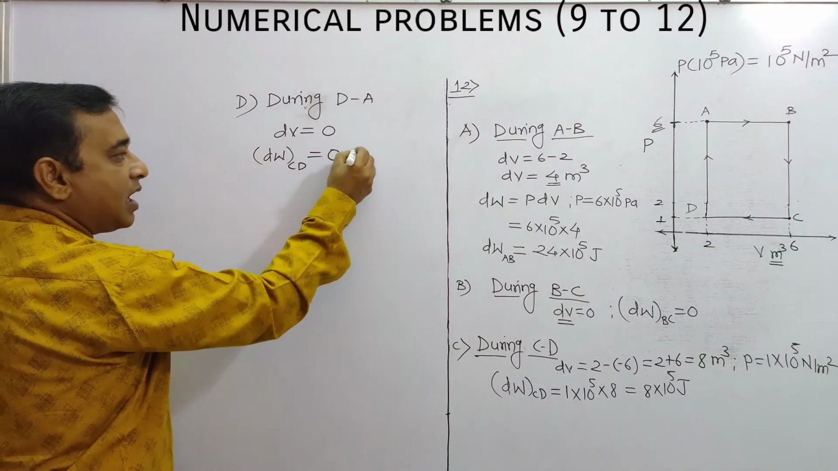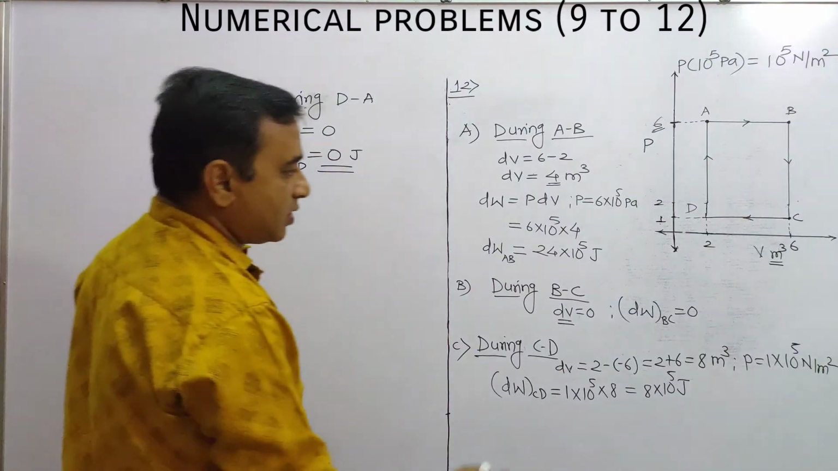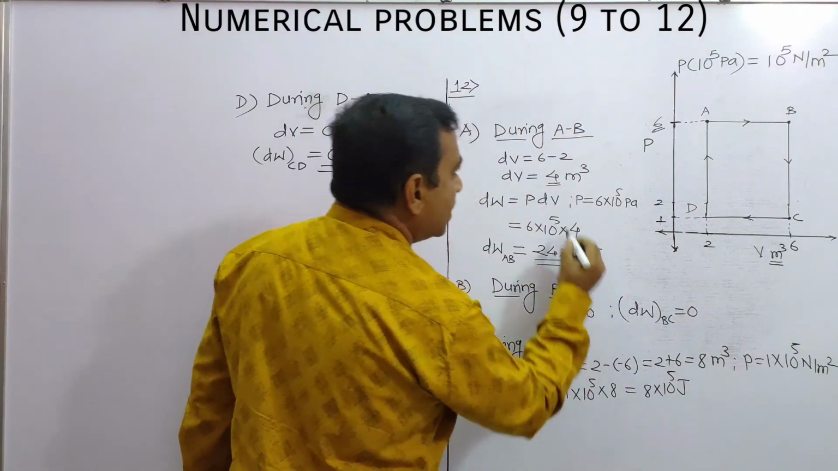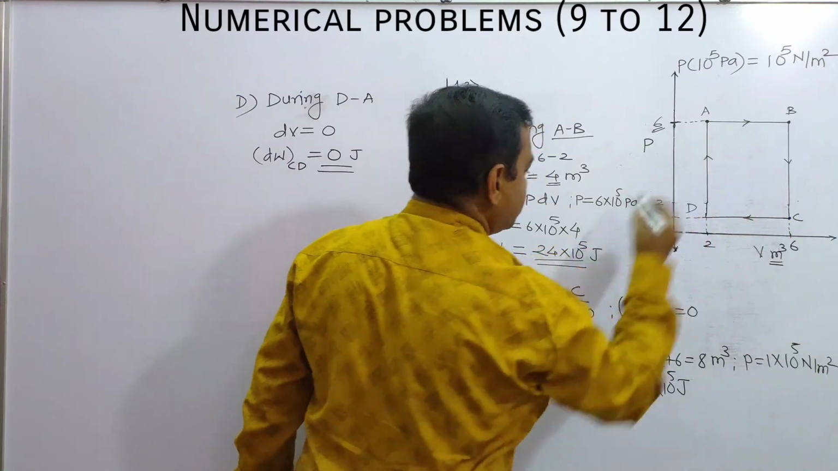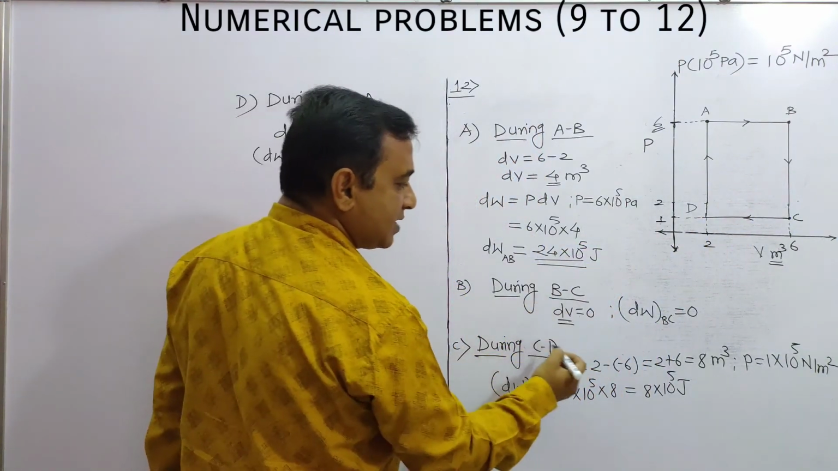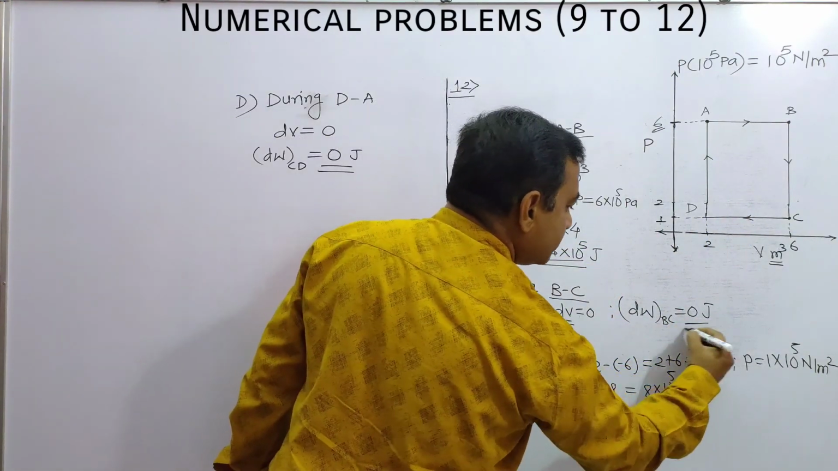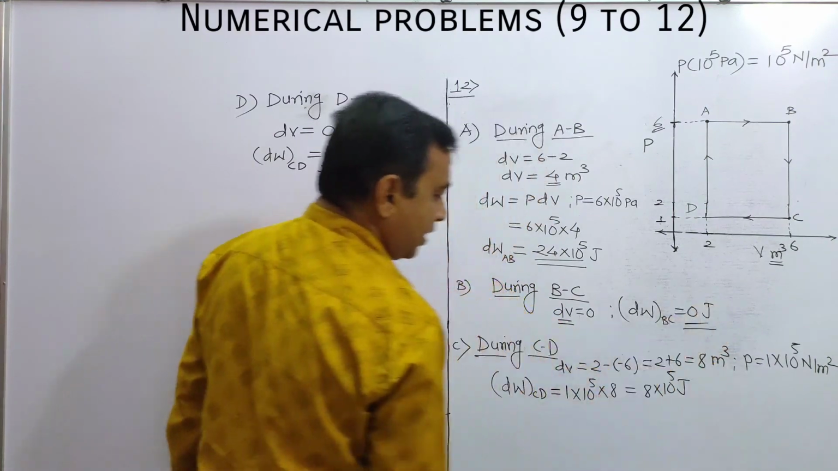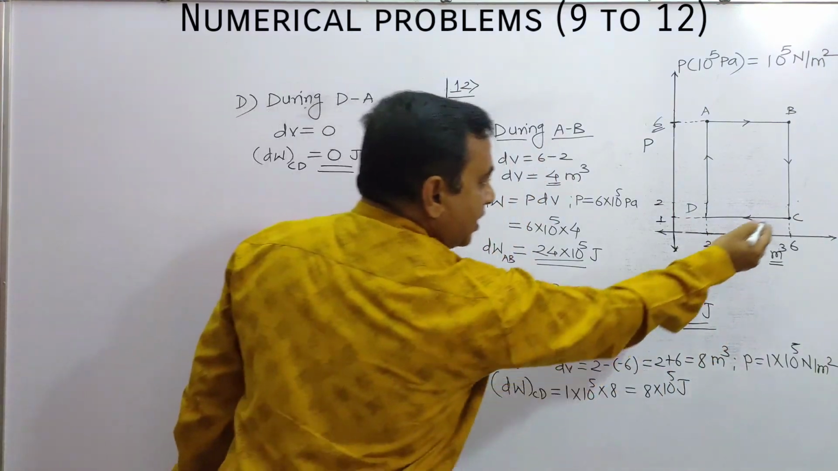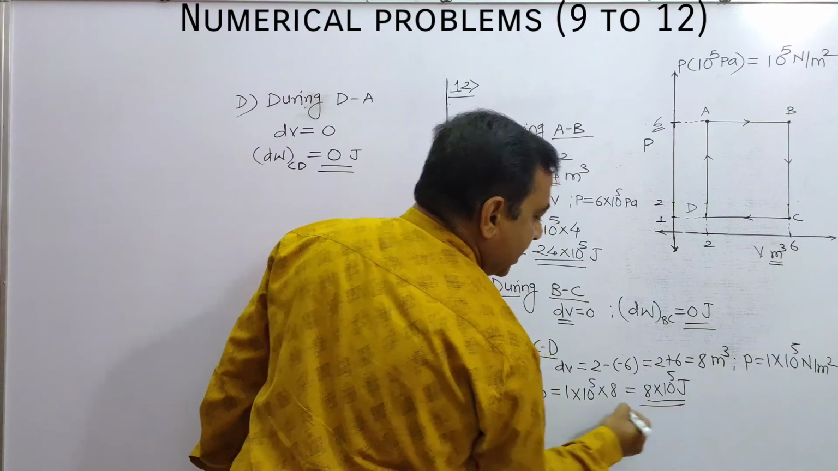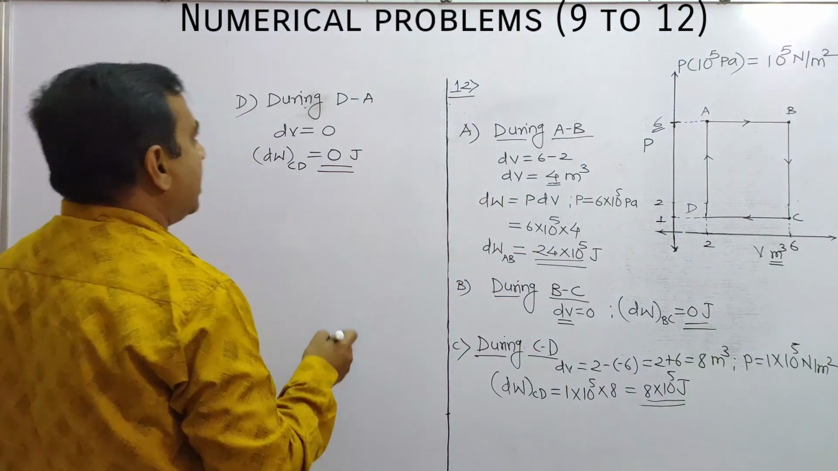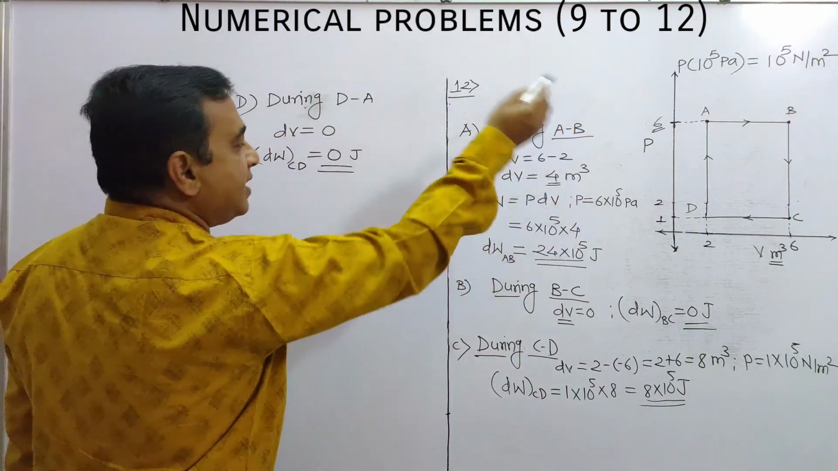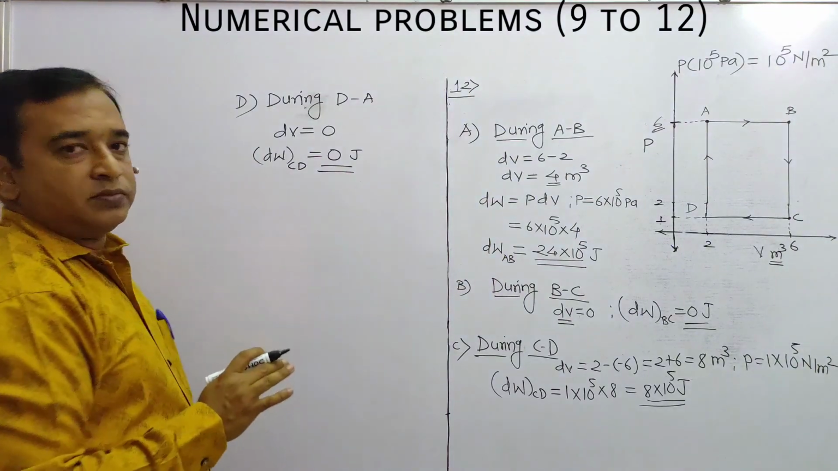So the answers are: 24 into 10 raised to power 5 joule during the AB process, during the BC process it is 0 joule, and what about the CD? During CD it is 8 into 10 raised to power 5 joule, and at last during DA it is 0 joule. Thank you.